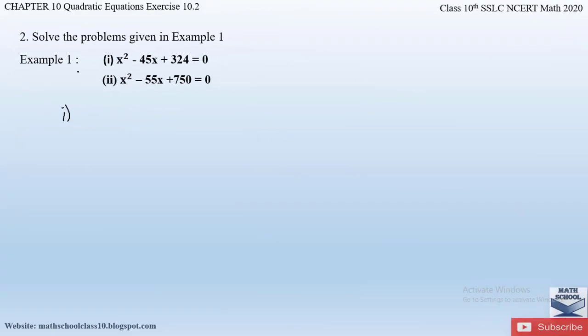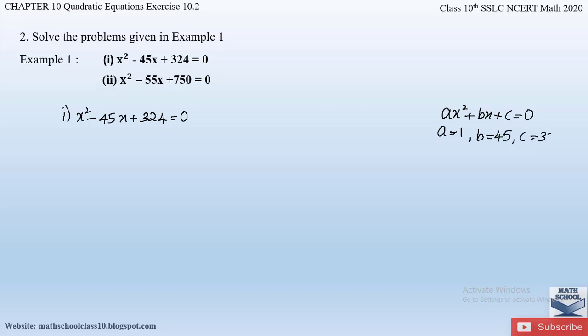The first part of example number 1, the quadratic equation was x square minus 45x plus 324 is equal to 0. Now first of all, let us write down the standard form of the quadratic equation, which is ax square plus bx plus c is equal to 0. If you look at the equation, the a value, or the coefficient of x square, is 1. The coefficient of x is b, that is 45. And c is equal to 324.